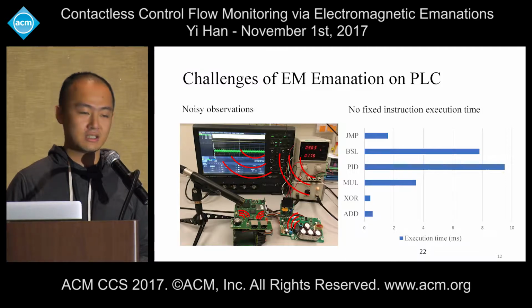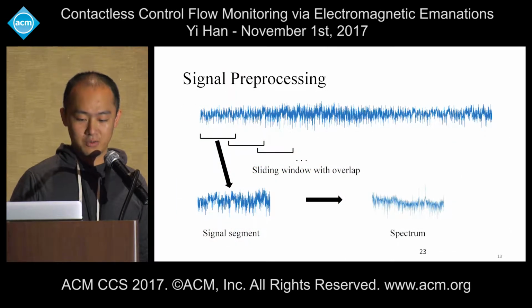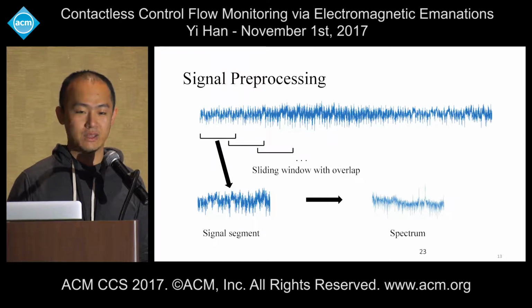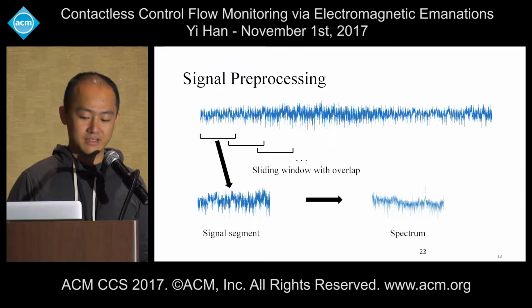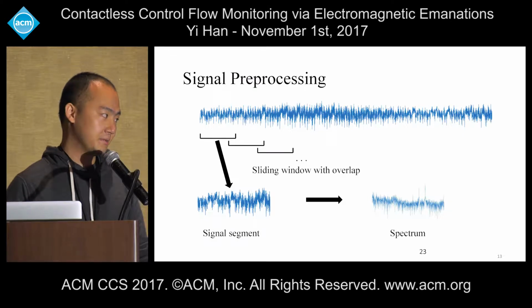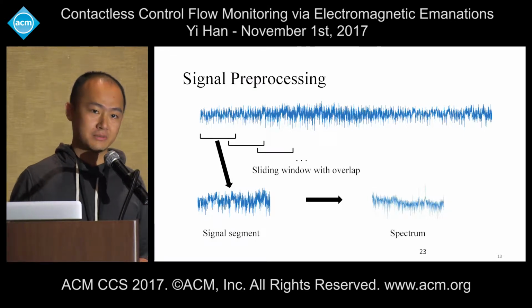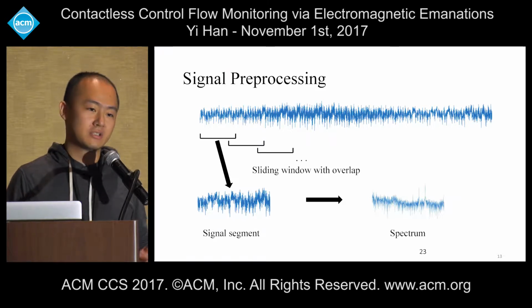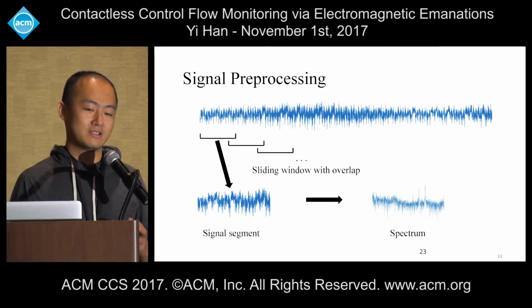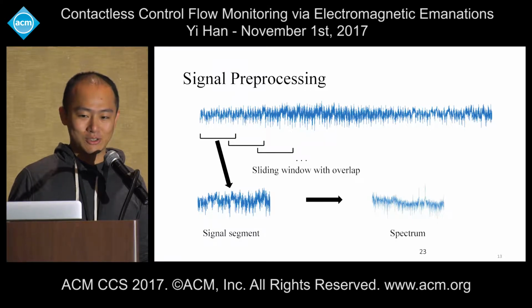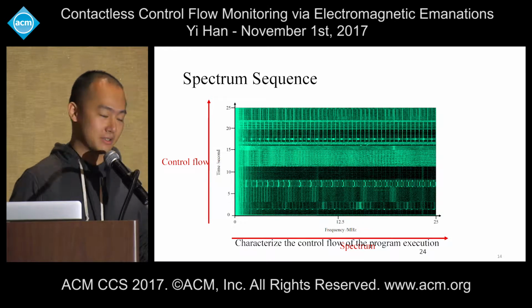To solve these two problems, we borrow ideas from speech processing, where we apply a sliding window with overlap on the signals to extract signal segments from the EM signal. We convert these signal segments into their frequency representations to get rid of the noise. This is because the process of converting from the time domain to the frequency domain is essentially doing a weighted sum of the signal points. During the process, the random white noise is suppressed, and the underlying signal components are preserved. We convert all these signal segments into their frequency representations, and we will have a spectrum sequence. We name it the spectrum sequence.